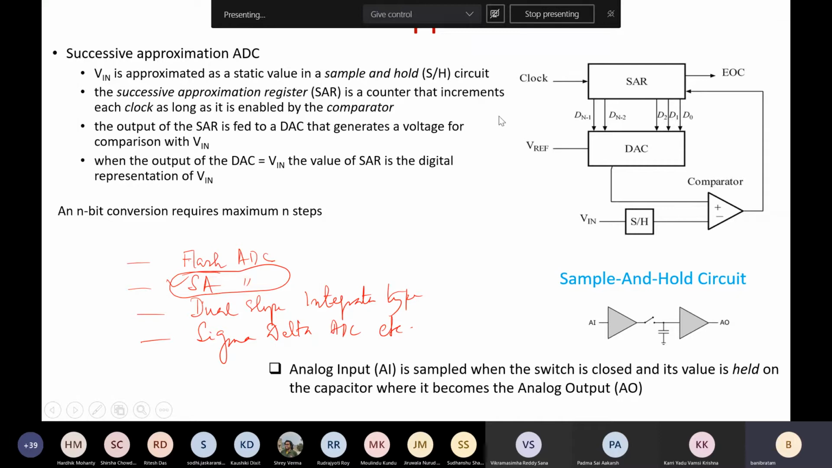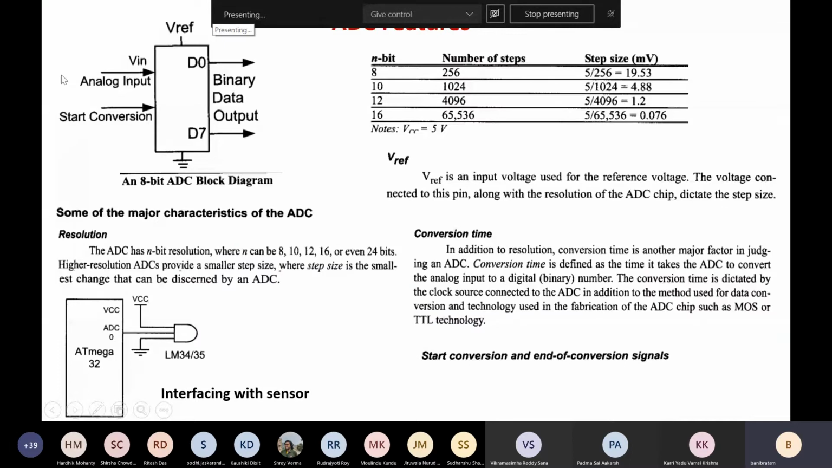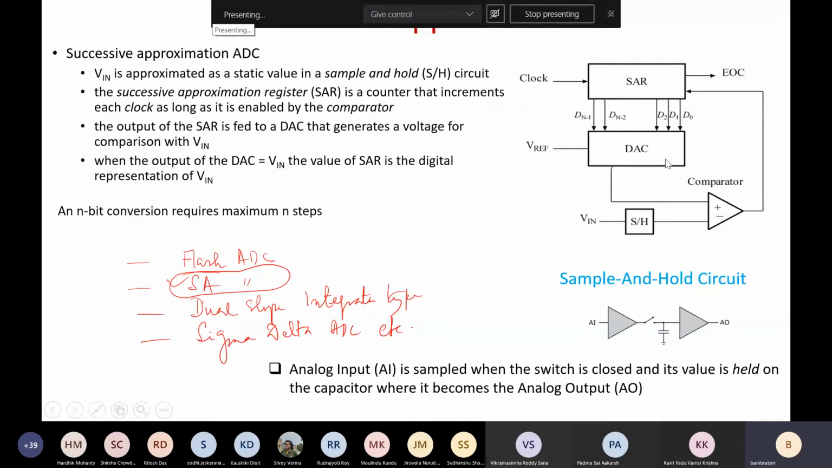This is the typical block diagram of your successive approximation type ADC, where you have the analog input given as the input to the ADC, and it will give you digital bits D0, D1, D2, up to D7, as the output, right? So here it essentially consists of one S/H, that is a sample and hold circuit, one comparator, and one SAR, that is the successive approximation register.